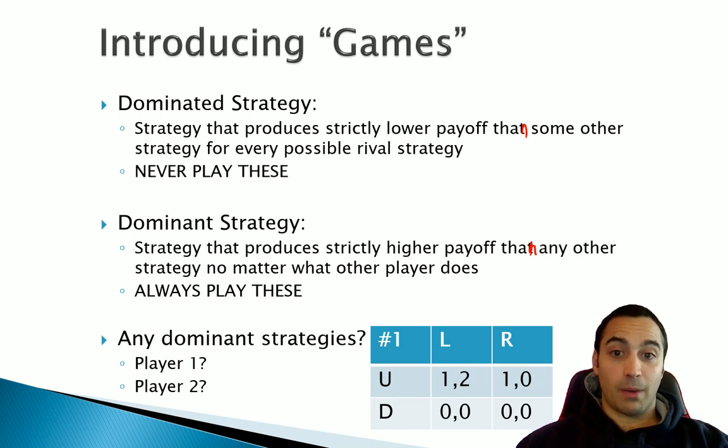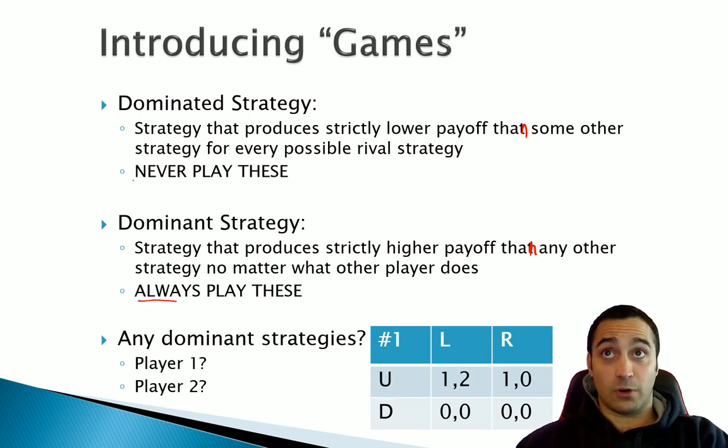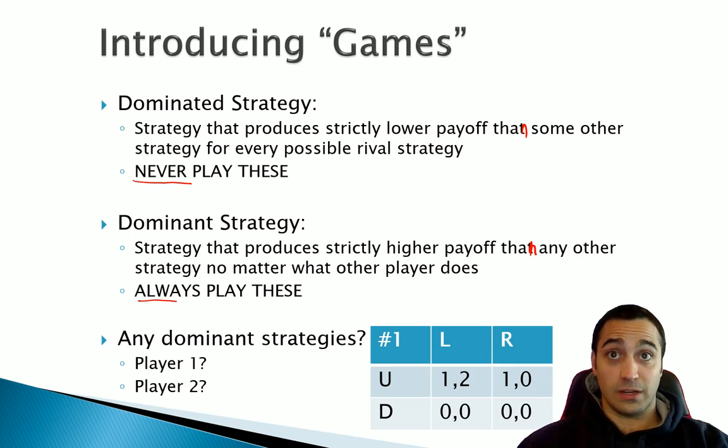A dominant strategy is a strategy that produces strictly higher payoffs than some other strategy, no matter what the other player does. The reason we need to talk about both is because we always want to play dominant strategies and we never want to play dominated strategies. It seems redundant, right? If one strategy is dominant, that means the other strategy is dominated.